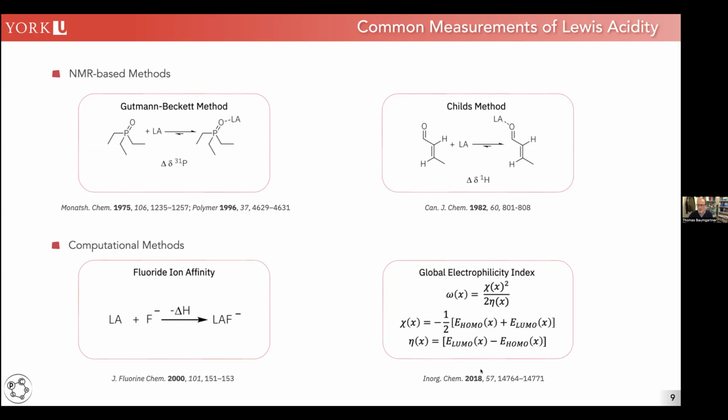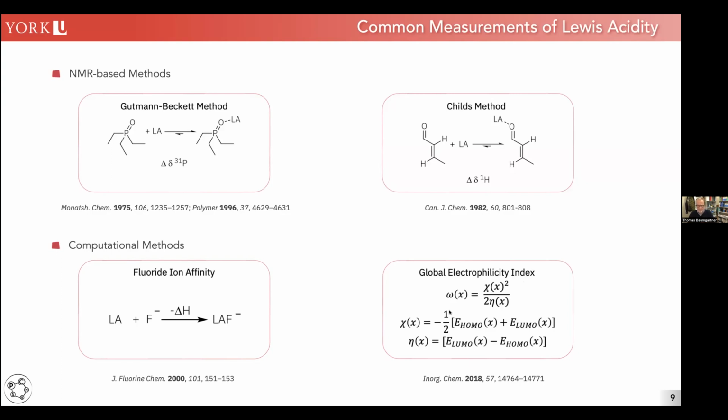So Doug Stephan, who, as I mentioned, developed the frustrated Lewis pair concept, then also developed this global electrophilicity index to make it a little bit more non-specific, so broaden it up. It's basically the energy that is released when a Lewis acid binds to a Lewis base. So this is, again, a computational method, and ultimately, the larger the bonding energy when the bond is formed, the stronger the Lewis acid should be. That's at least the working hypothesis.